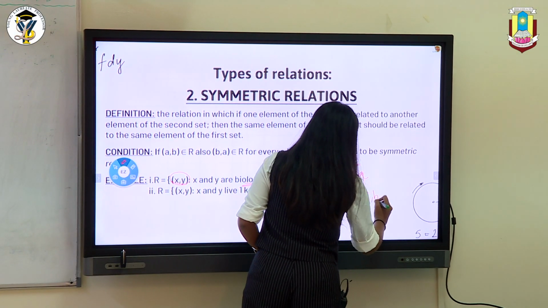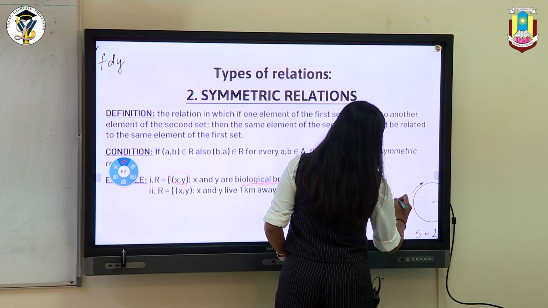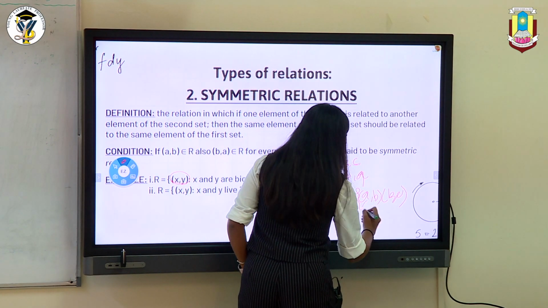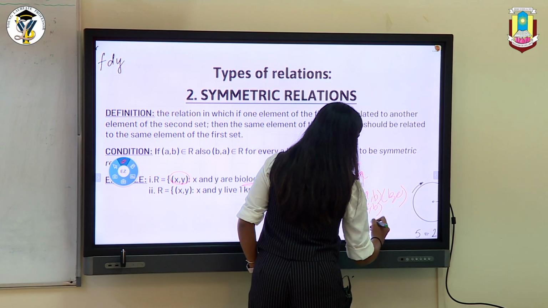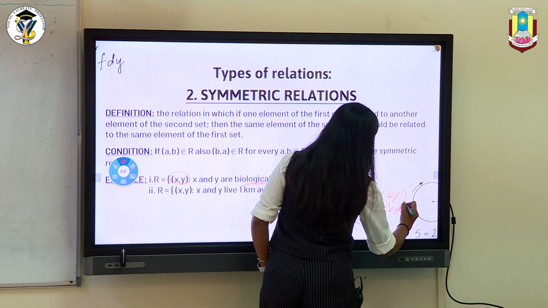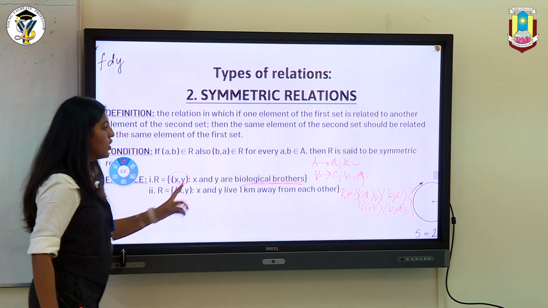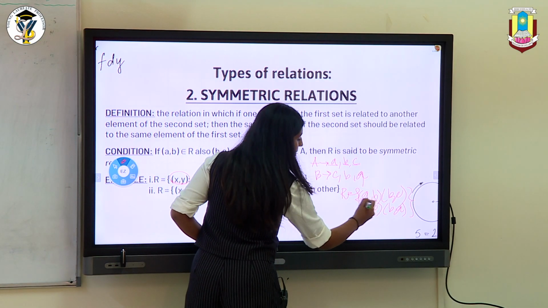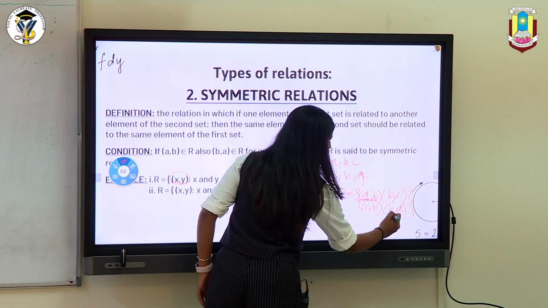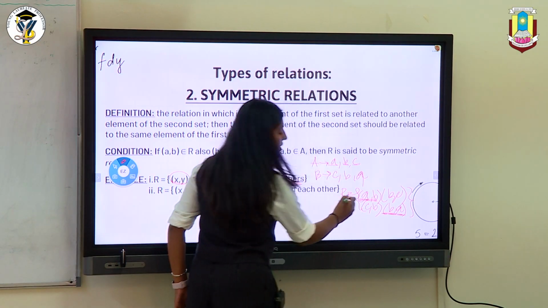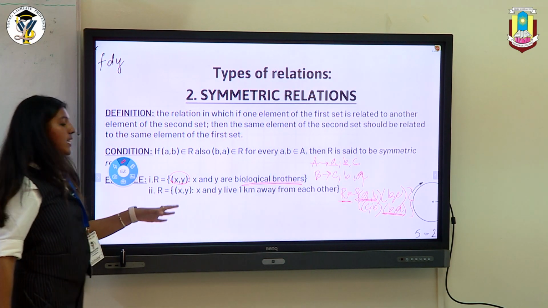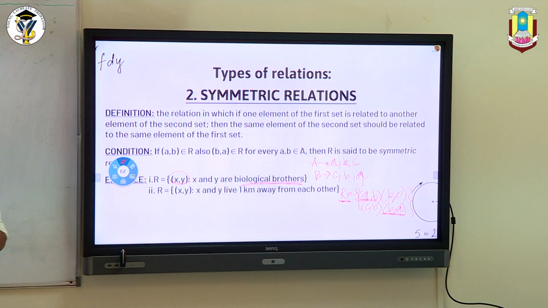A, B, B, C. Then you will also have C, B and B, A. There can be more elements. I'm just restricting it to these many elements. So do you see A, B exists in this set. B, A also exists in this set, and thus this relation can be classified as a symmetric relation.